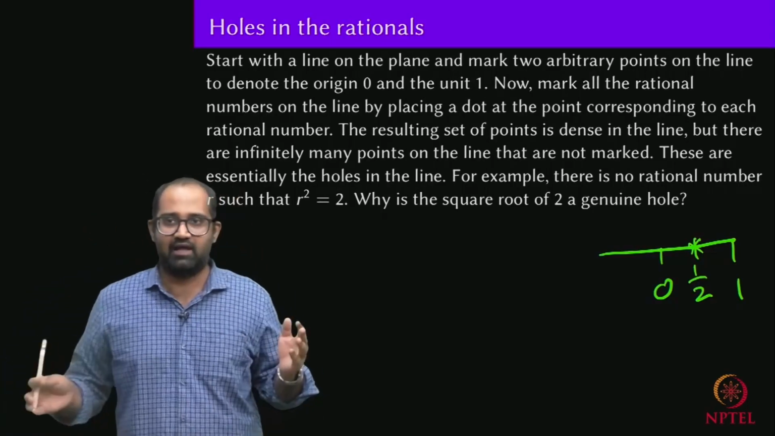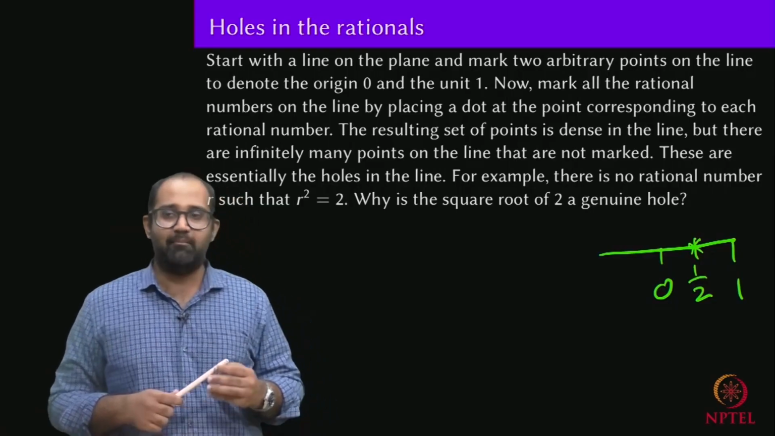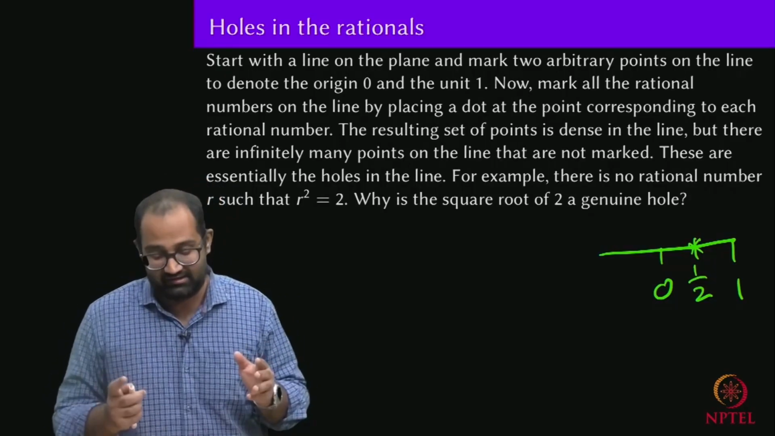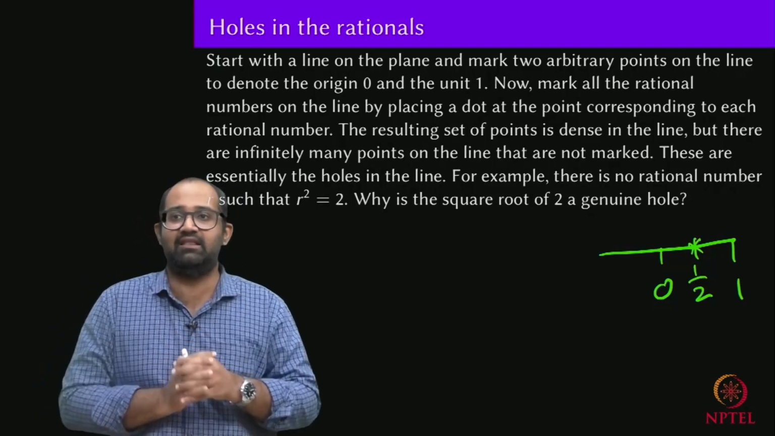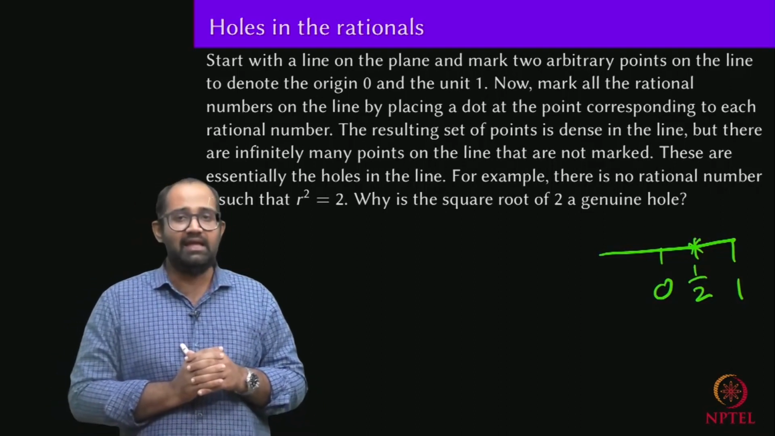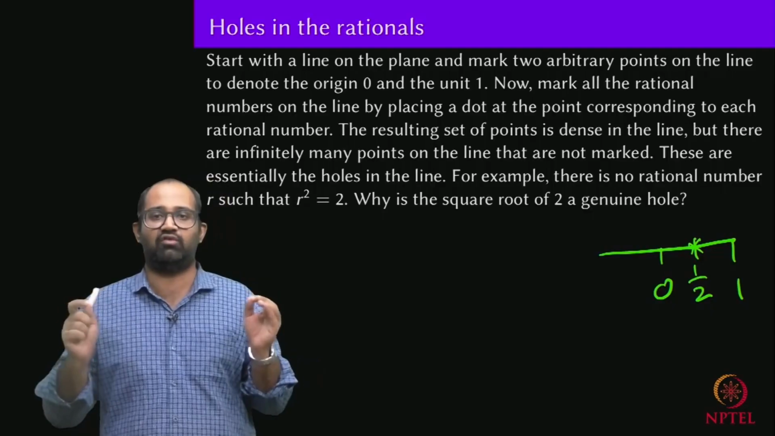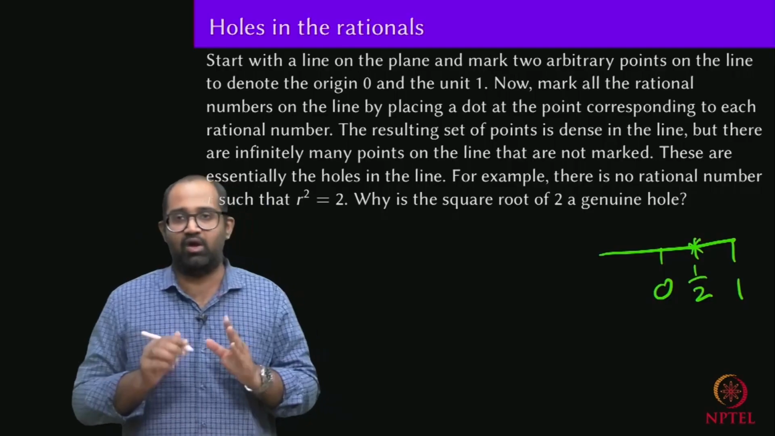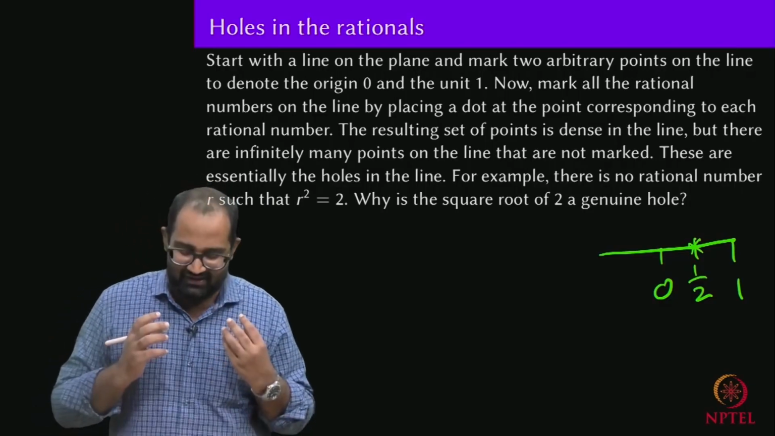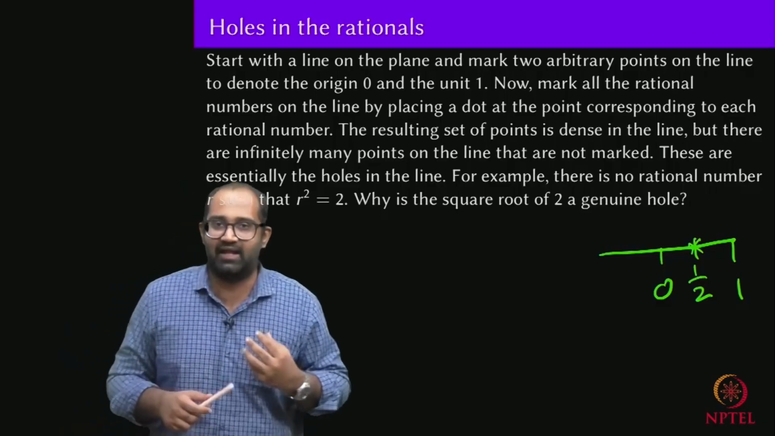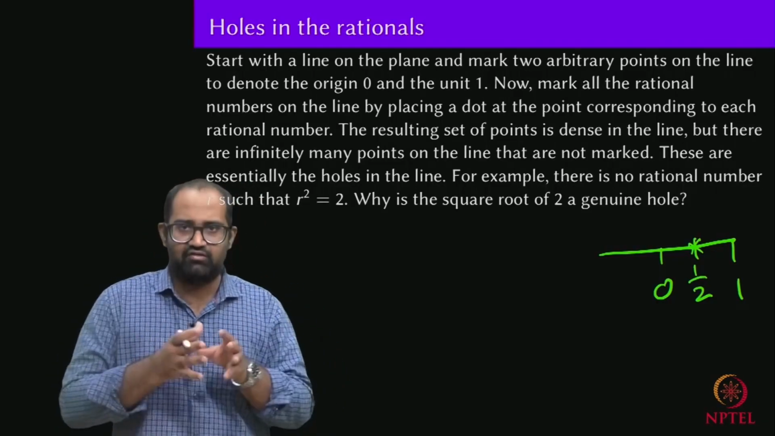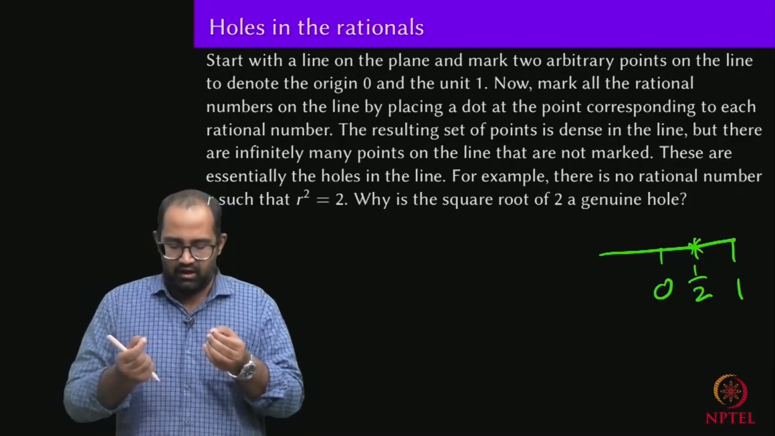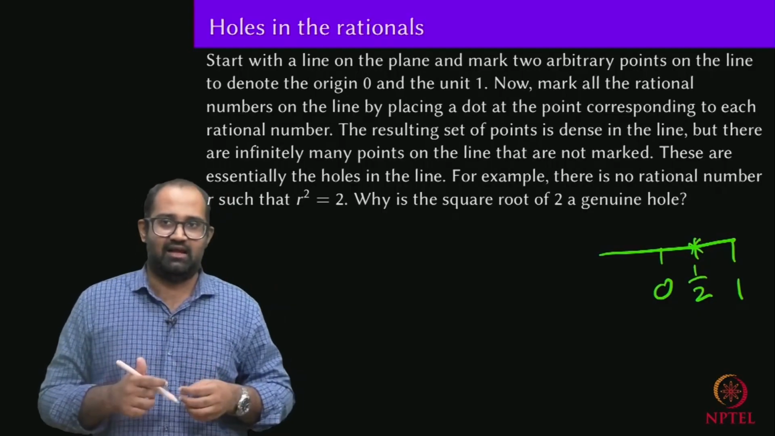Okay. So once you have done this marking, you might be tempted to think that every point on this green line that I have just drawn has been associated with a rational number. Now, the resulting set of points once you mark on this green line is actually dense. Now, I am not going to get into the meaning of what dense means. What this really means is that whatever 2 points you take, there will be a third point in between these 2 points. That's what dense means here.